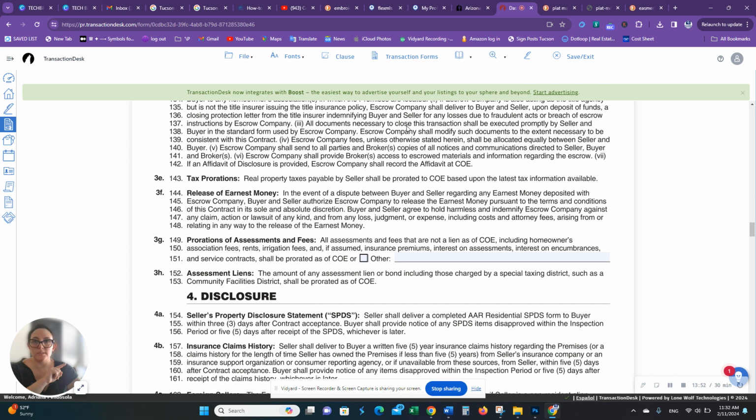All documents necessary to close this transaction shall be executed promptly by seller and buyer in the standard form used by the escrow company. Escrow company shall modify such documents to the extent necessary to be consistent with this contract. Escrow company fees, unless otherwise stated herein, shall be allocated equally between seller and buyer.